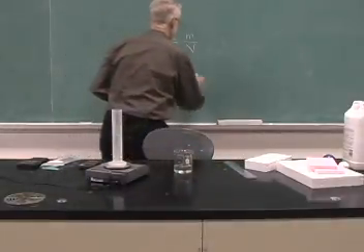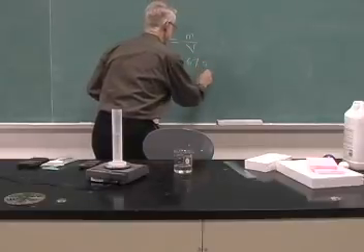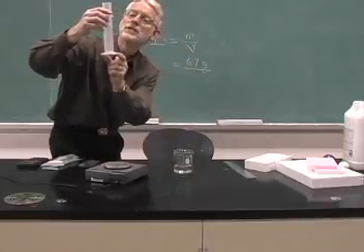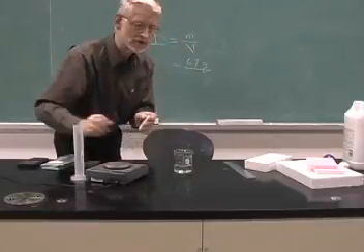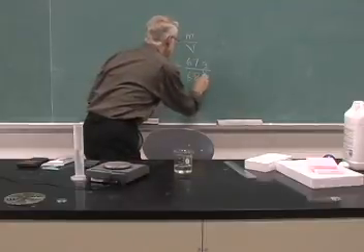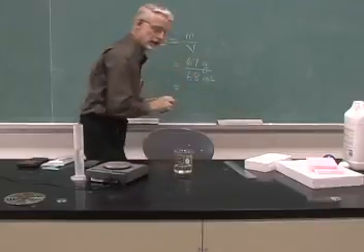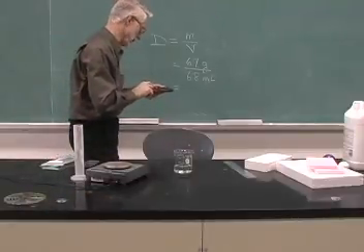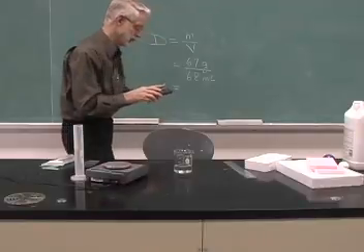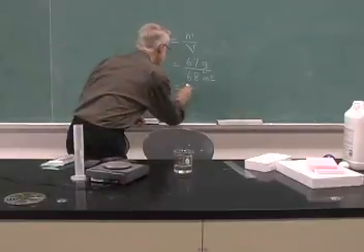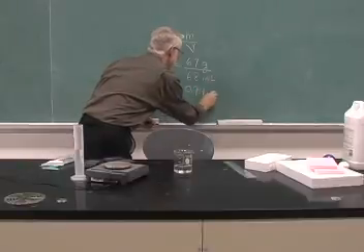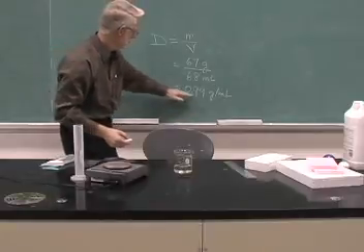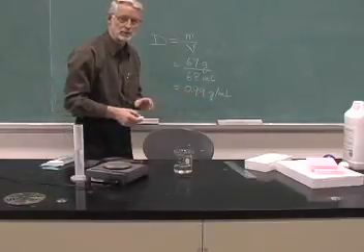So the mass is 67 grams. The volume that I have is 68 milliliters. And so the density is then 67 divided by 68 equals 0.99 grams per milliliter. So the density of water is 0.99 grams per milliliter.